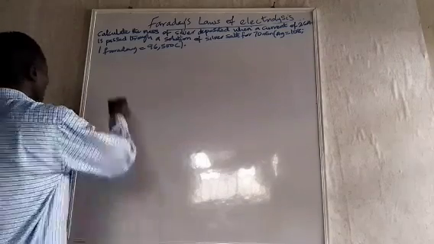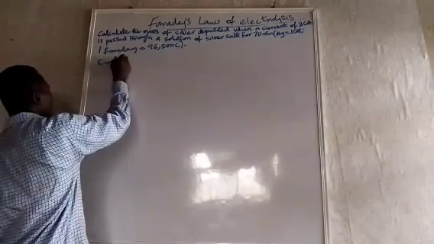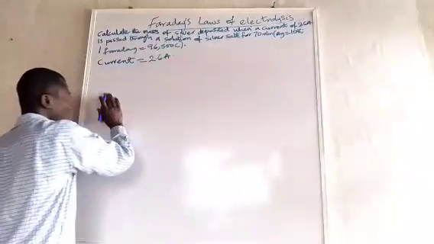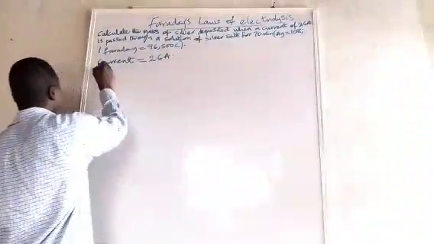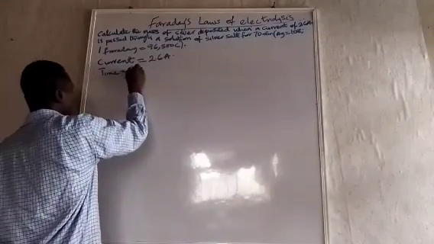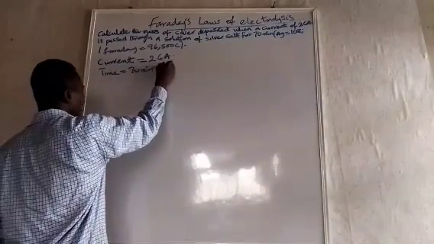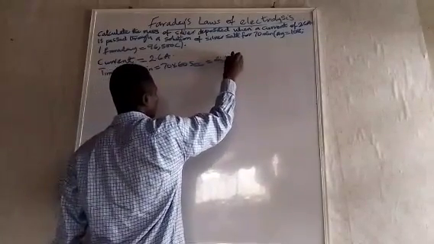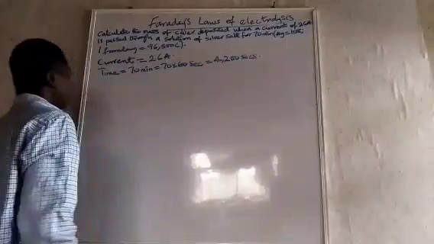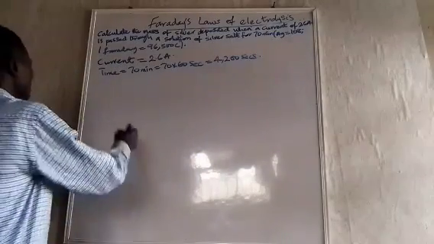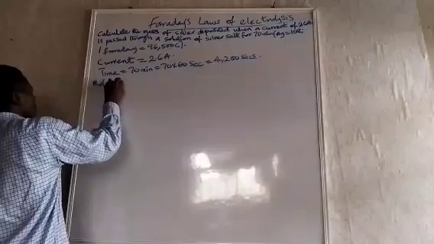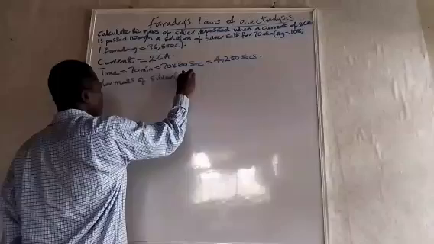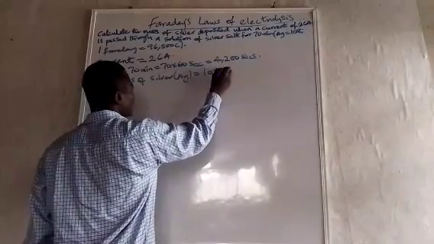Now, current, let's see. Current is equal to 2.6 ampere. Time is equal to 70 minutes, which is equal to 70 times 60 seconds, which is 4,200 seconds. And then we are told that the molar mass of silver is equal to 108 g/mol.